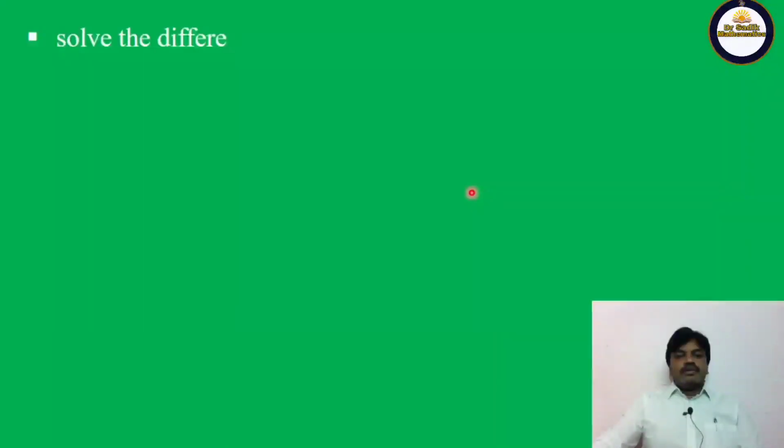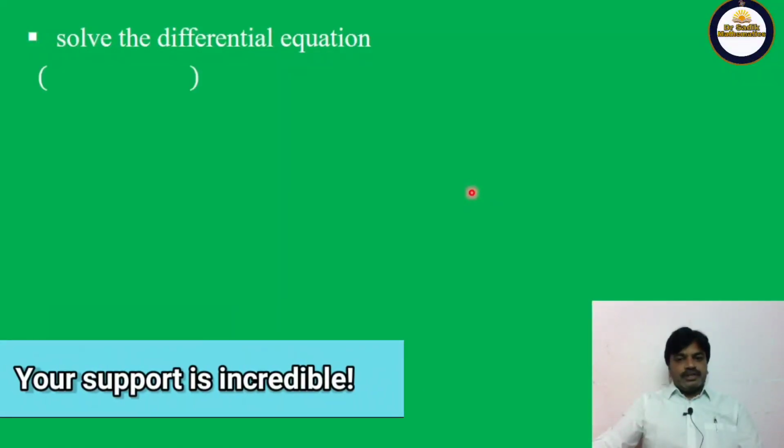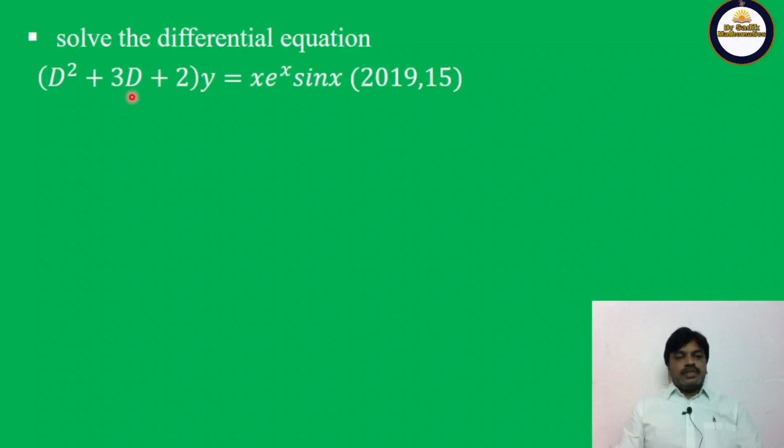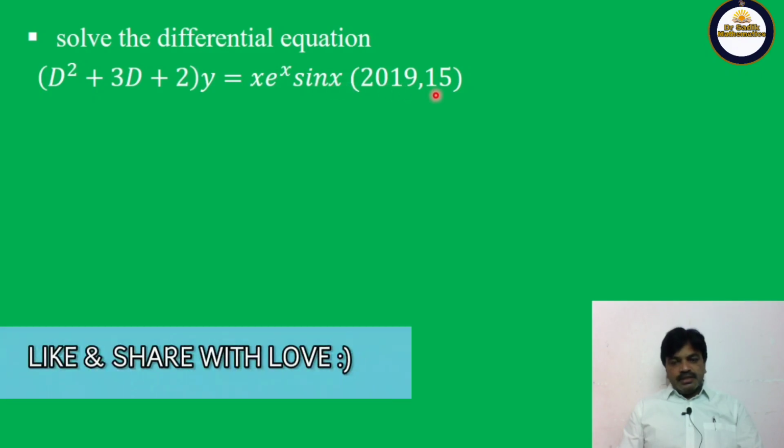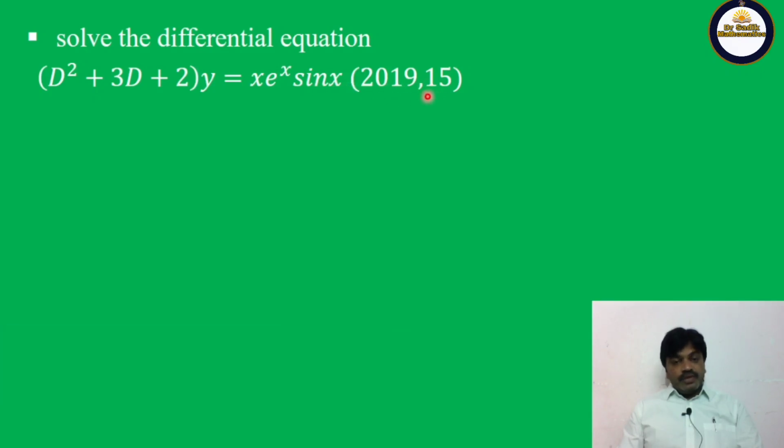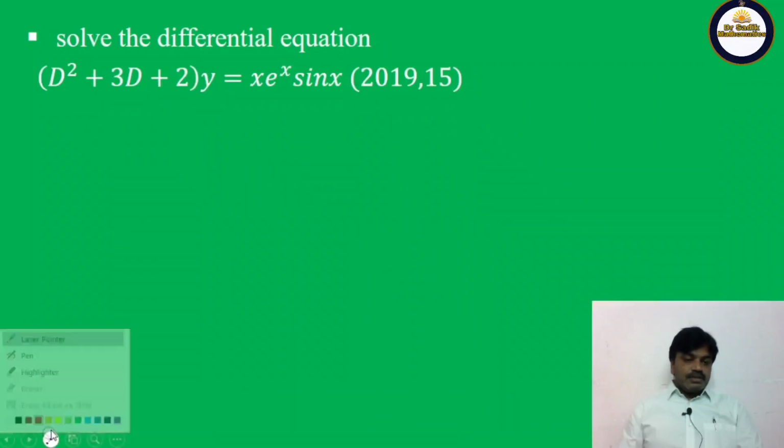Solve the differential equation (D square plus 3D plus 2) of y is equal to x e power x sin x. This is a previous year question, friends, very important. Let us see the solution.